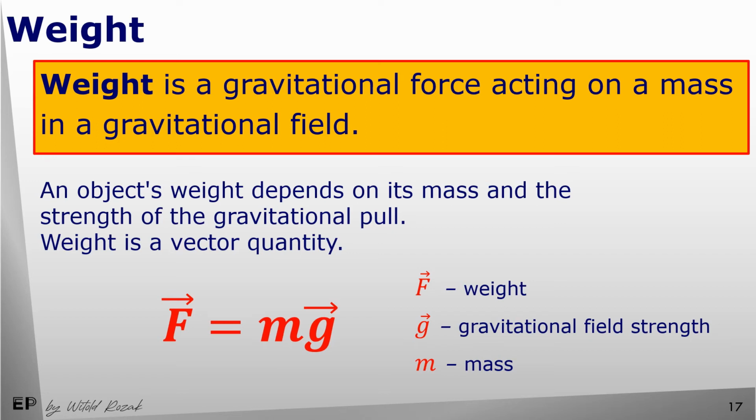Gravitational field strength close to the surface of Earth can be assumed to be constant and equal to 9.81 newtons per kilogram. This means that an apple with a mass of about 100 grams will be pulled towards the center of the Earth with a force of about 1 newton. The same apple on the Moon would still have the same mass, but its weight would be about 6 times smaller due to the 6 times weaker gravitational field on the Moon.